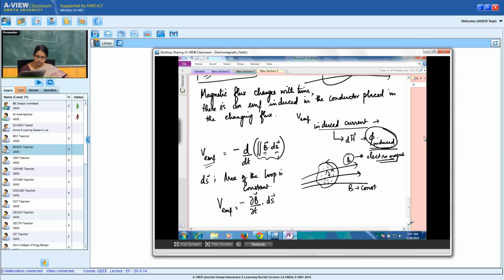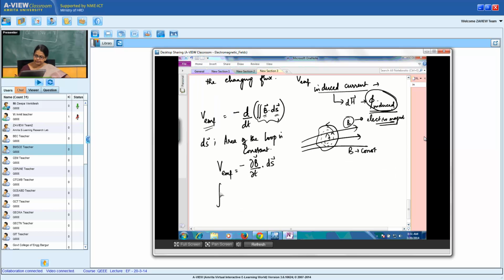This is induced EMF. I know from the definition of EMF, minus E dot dl, I have put loop integral here because I am talking about the EMF induced in the complete loop, is minus the surface integral of del B by del t dot ds. I missed this surface integral, so that surface integral should be there.